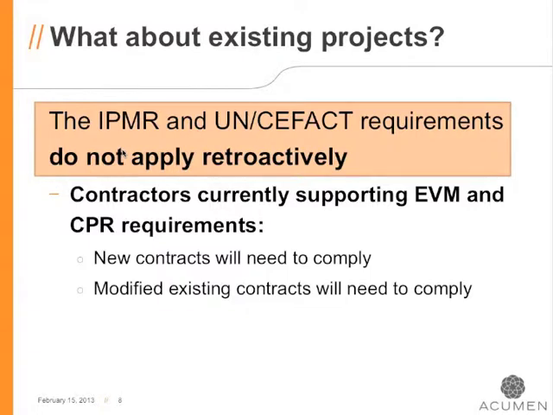However, like I said, many contractors who are currently doing business with the government, cost reimbursable over 20 million, want to continue to do business with the government and win new contracts. New contracts will need to comply. My understanding is the new IPMR DID and UN/CEFACT requirement are already being applied to new contracts. There is the possibility that existing contracts that you have can be modified by the government where they will need to comply with the new requirements.